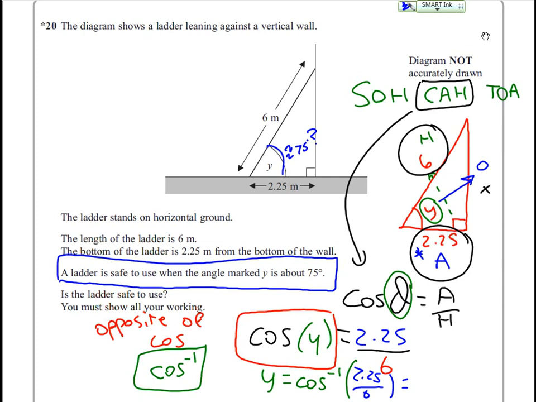Make sure you're in degrees. Yep. Equals 67.976 to 3 decimal places. Now I'd write underneath at this point whether it's close to 75 or not. No, it's not close enough. It's not about 75. It's almost 10 degrees off. So is the ladder safe to use? No, it is not. Or instead of it, angle y.